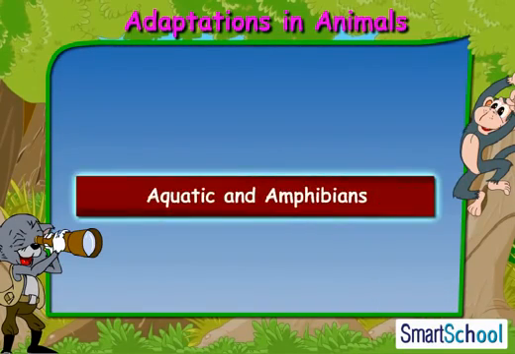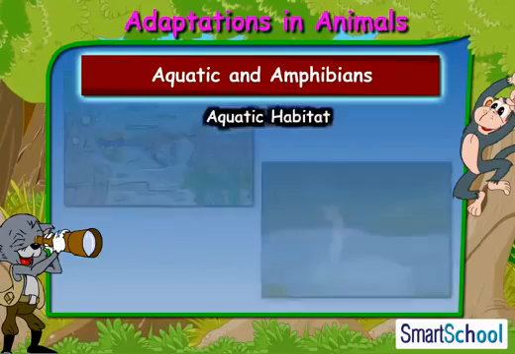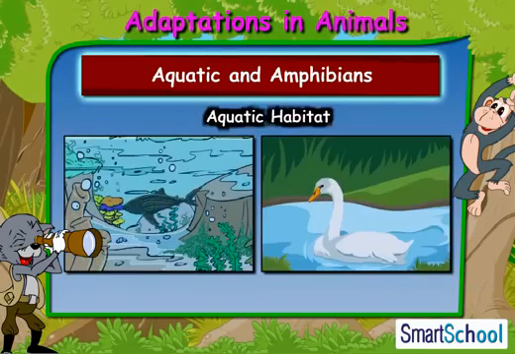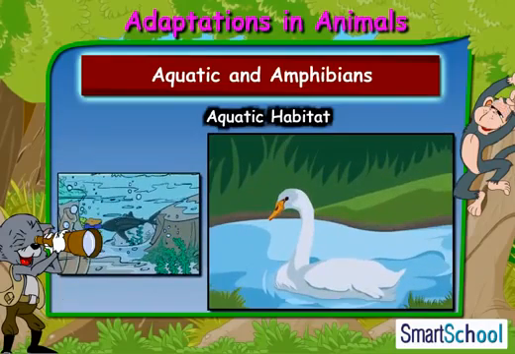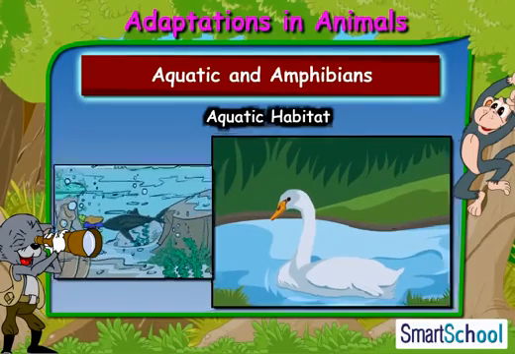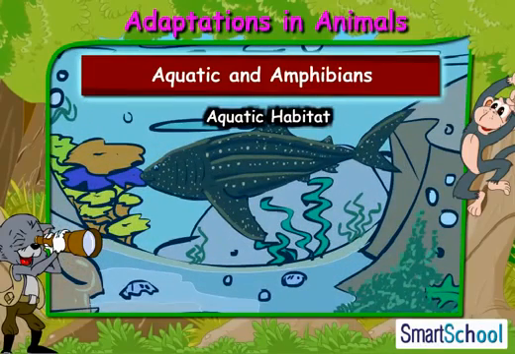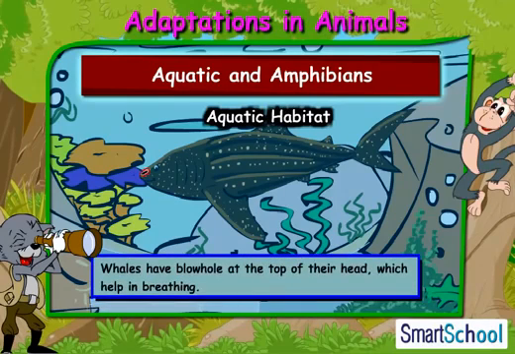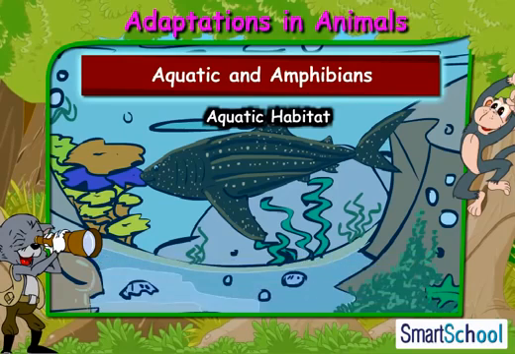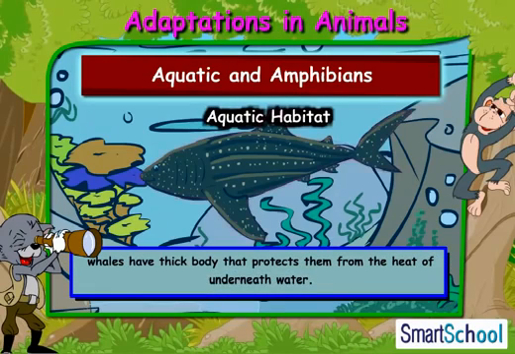Now let us learn about different habitats like aquatic and amphibious. Aquatic habitat consists of water-living animals such as whale, duck, etc. Let us take the example of whale to understand its adaptations to its habitat. For instance, whales have a blowhole at the top of their head which helps them in breathing. Also, whales have a thick body that protects them from the cold of underneath water.